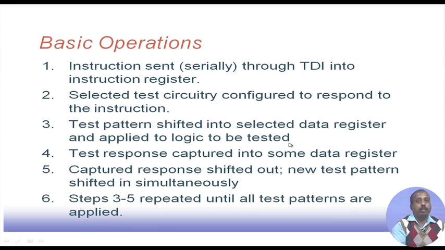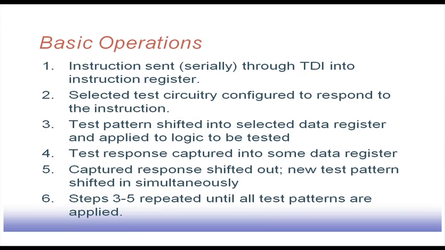If the command is to shift in some test pattern through the boundary scan cells into the boundary scan register, it will do a shift operation over a number of cycles. If the instruction is to start a BIST operation, it will start a BIST operation. It may be to capture some response, so it will capture the response. There are various instructions. The instruction register content is decoded, and based on that the other controls are set, so that these operations are done. The test response is captured into some data register, and the captured response is shifted out while a new test pattern is shifted in simultaneously.